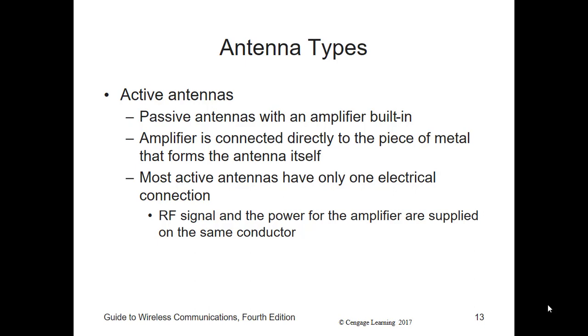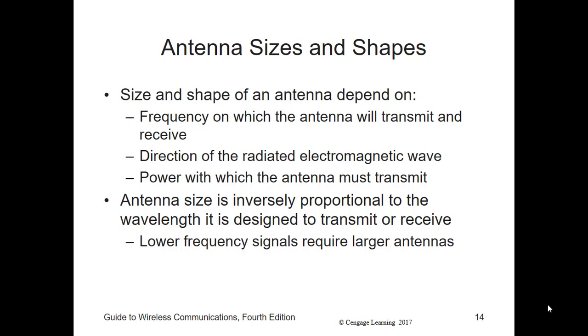Now, antennas come in many different shapes and sizes, depending on characteristics such as the frequency the antenna is designed to transmit and receive, the direction of the radiated electromagnetic wave, the power with which the antenna must transmit, or even how sensitive it needs to be to receive weak signals. The size of the antenna is inversely proportionate to the frequency of the signal it is designed to transmit or receive. Lower frequency signals require larger antennas. Conversely, higher frequency signals require shorter antennas.